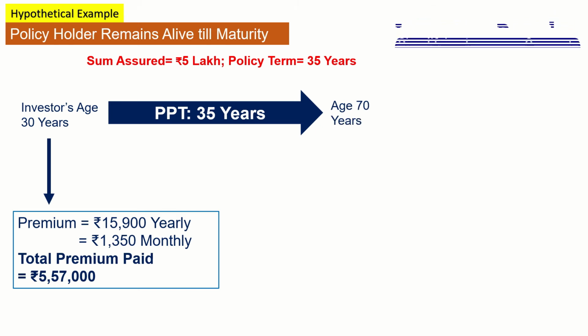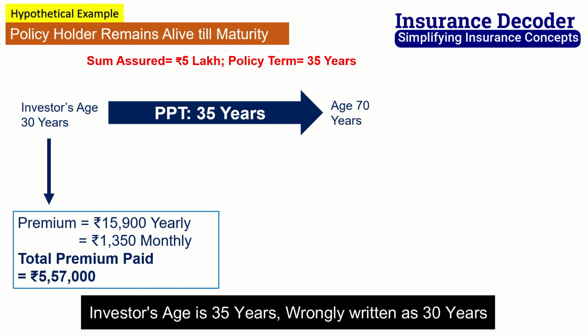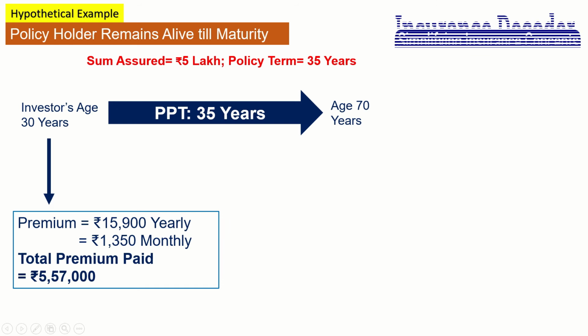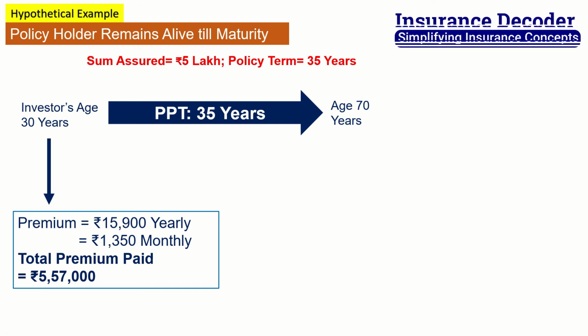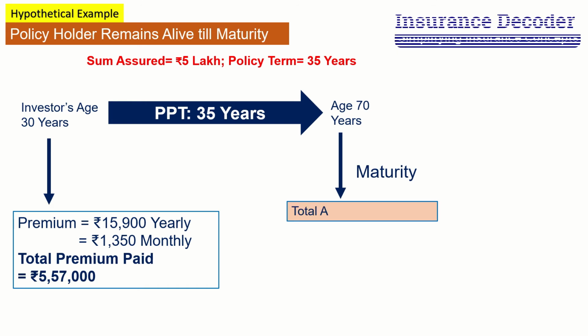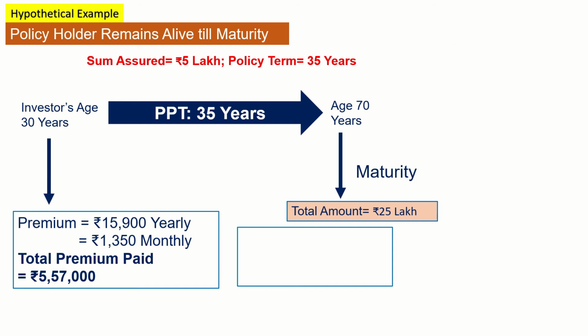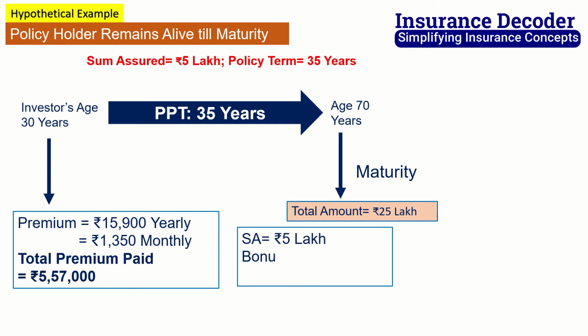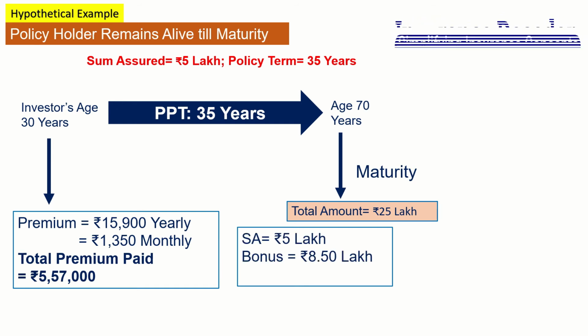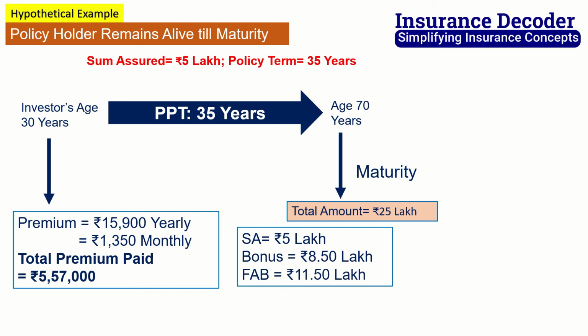Now at the age of 70 years, the policy will mature, because the investor's age here is 35 years. I have wrongly written 30 years. So at the age of 70 years, the policy will mature, and when the policy matures, the policyholder will get the maturity benefit and the total amount will be 25 lakh. So this 25 lakh will include sum assured of 5 lakh, bonus of 8.50 lakh and final additional bonus of 11.50 lakh, and the total of three components will be equal to 25 lakh.